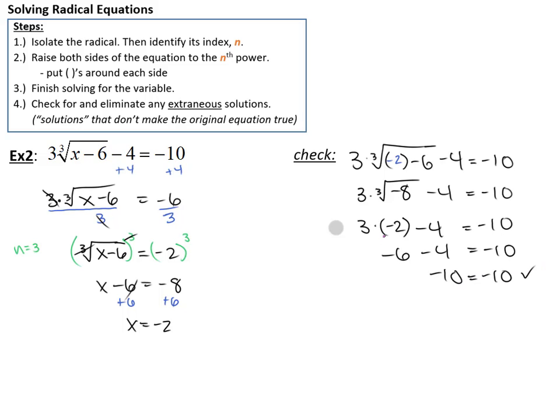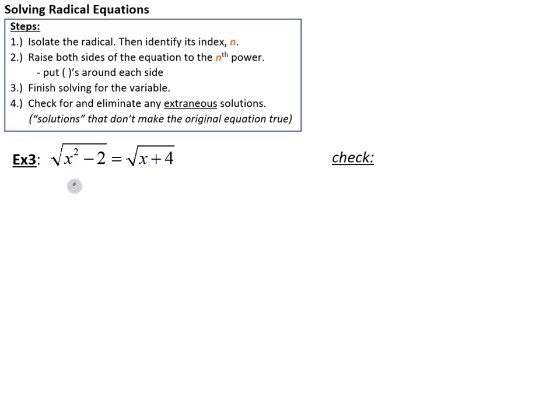Once again, we got lucky. This does give us a true statement. So all of that work wasn't for naught. -2 is a solution. For naught. That's what I was thinking of. All right, let's try the next example.